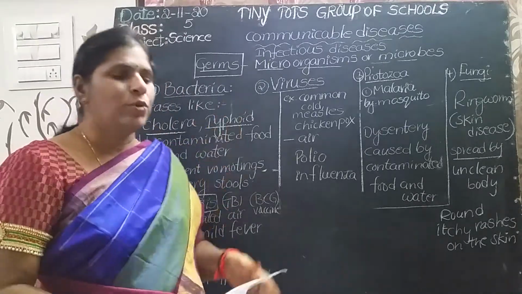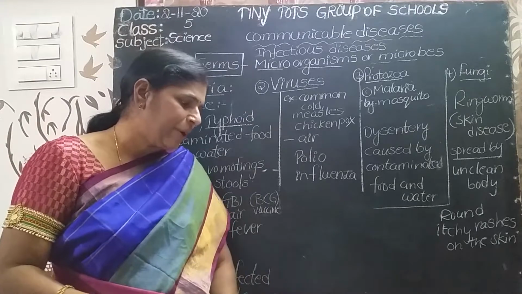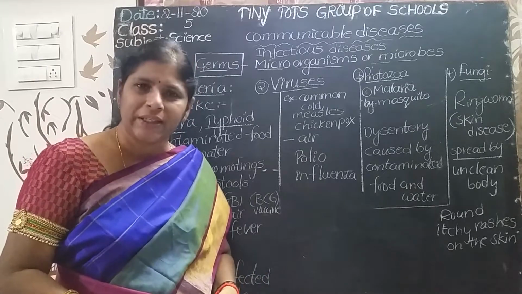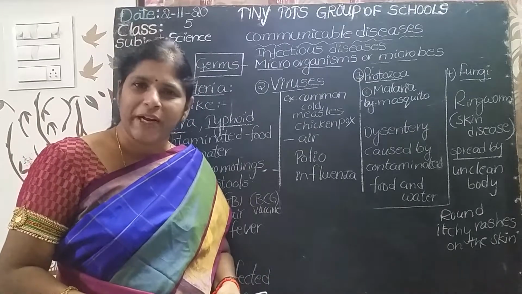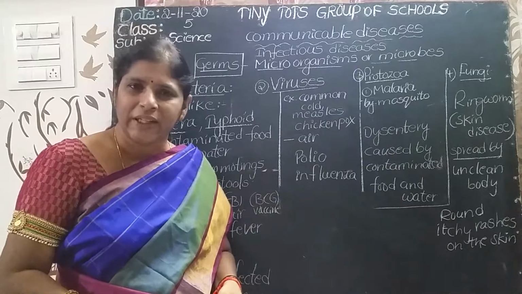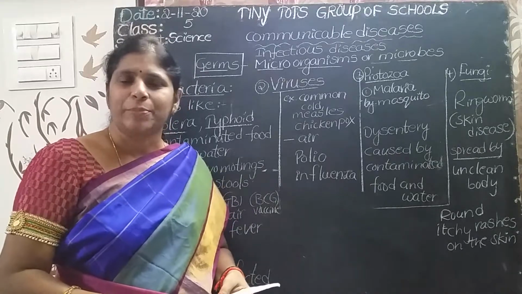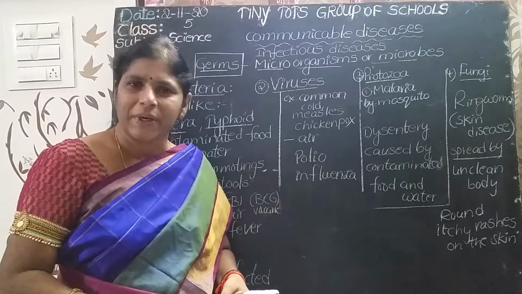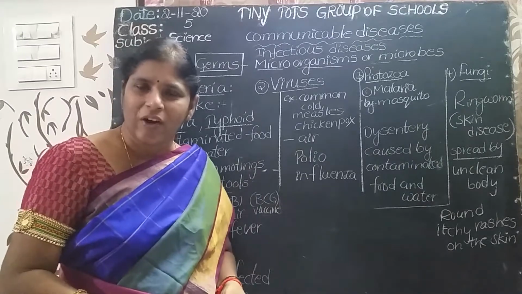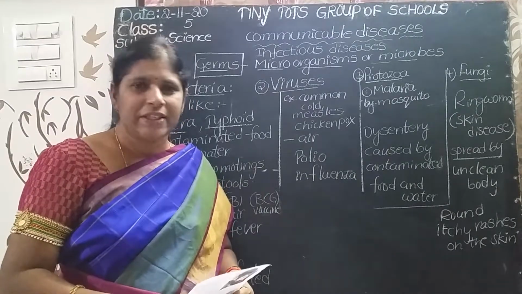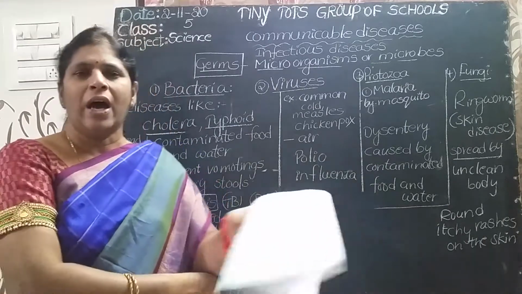So communicable diseases are diseases that spread from one person to another, from a sick person to another person. Such diseases are called communicable diseases. Don't confuse, children.